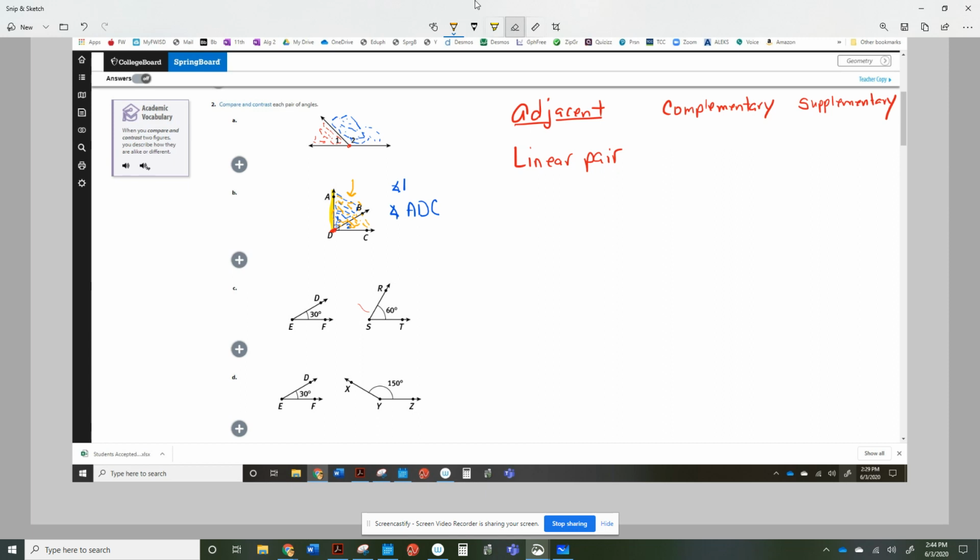Now, I'm going to erase this stuff. Don't worry. Remember, this is a video, so you can always go back and look at it again. But I'm going to erase this stuff because I don't want you to think that there's not a pair of adjacent angles here, because there certainly are. It must be slow erasing. It's probably going to freeze.